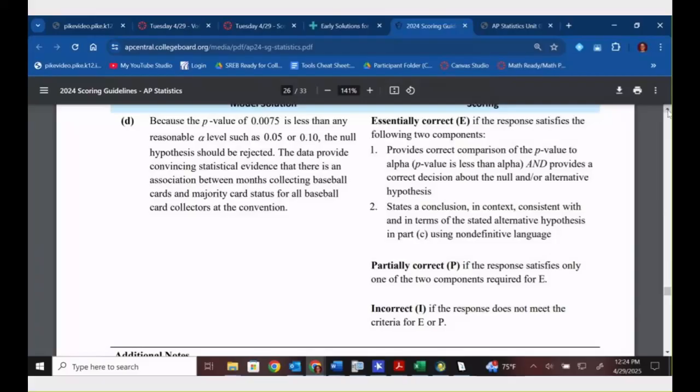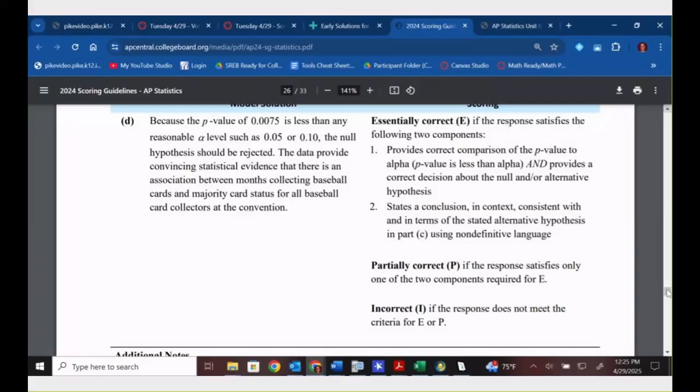Because they put regular or rare, does that make it wrong? Because it's not anything with 2 samples. Majority in the collection. What are they missing? Okay, so we have a decision. We have comparison to alpha. Yeah, it looks like they're missing component 2. So it would be P. I would give a P.